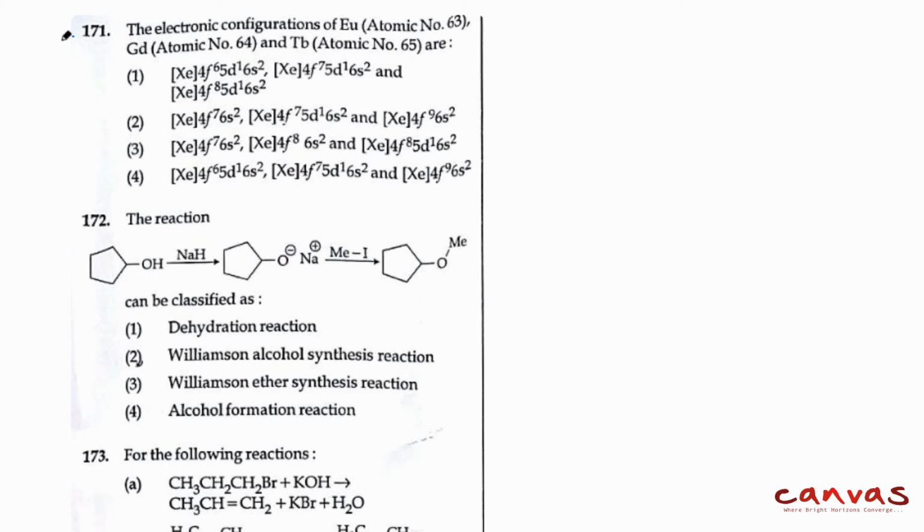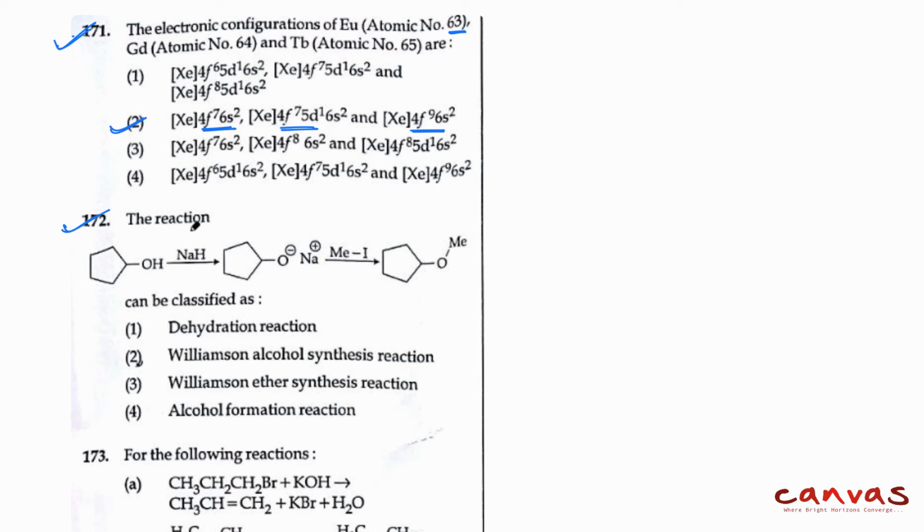Okay, now coming to the next question, 171. The electronic configuration of the atomic number 63, 64 and 65. Okay, so the answer will be second, because atomic number 63 is 4f7 6s2, 64 is 4f7 5d1 6s2, and 65 is 4f9 6s2. So this was a trick question, a nice question.